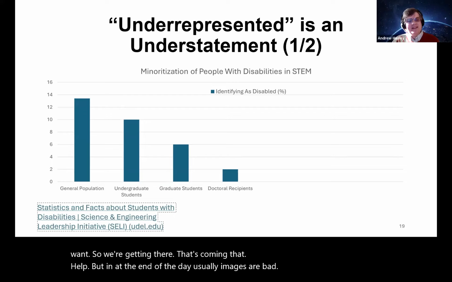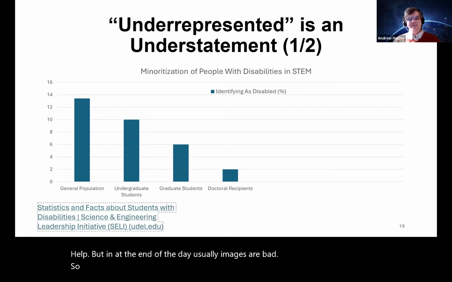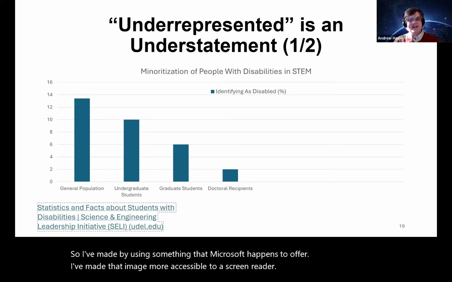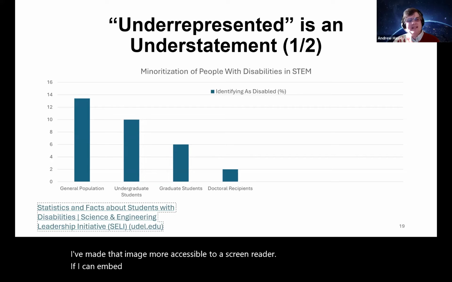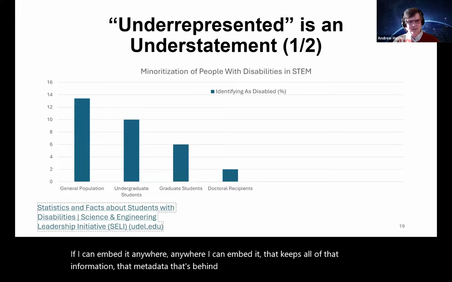So by using something that Microsoft happens to offer, I've made that image more accessible to a screen reader. If I can embed it anywhere, that keeps all of that information, that metadata that's behind it, it is a more accessible version of the chart than the image.